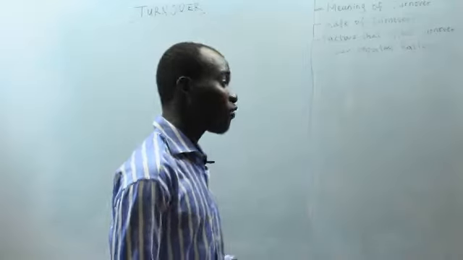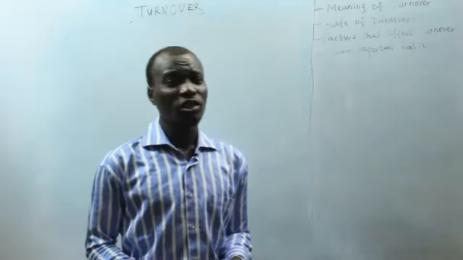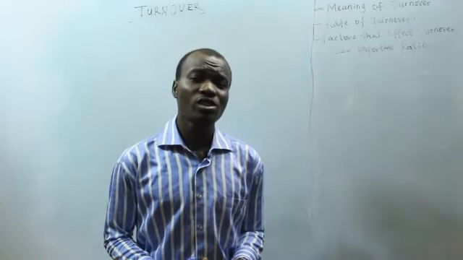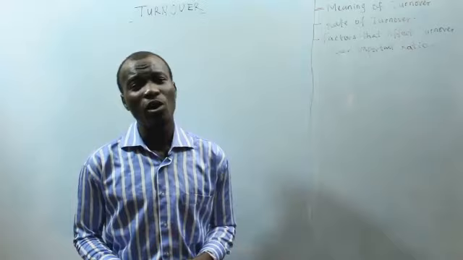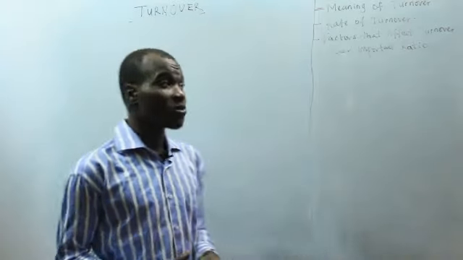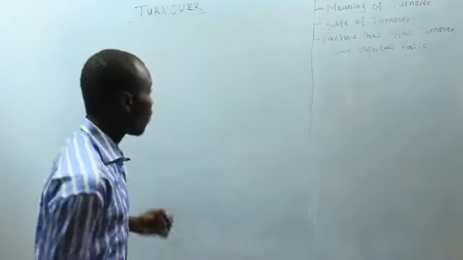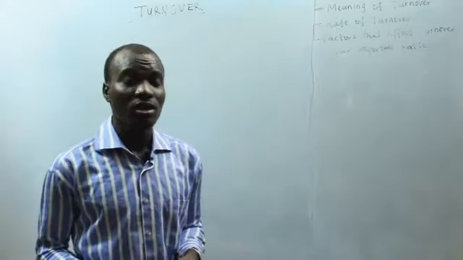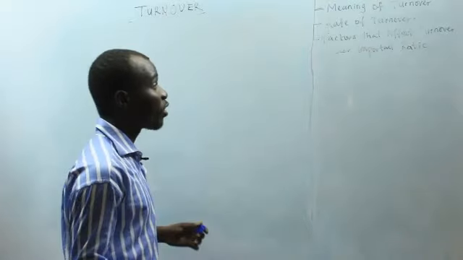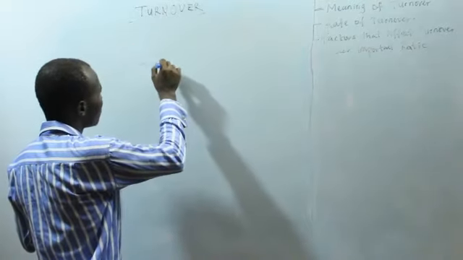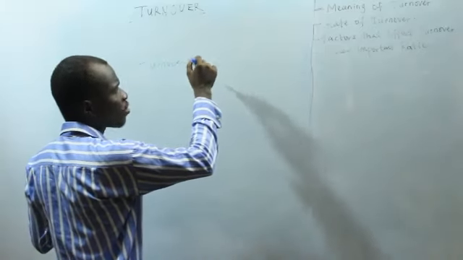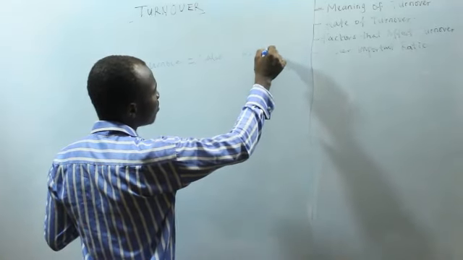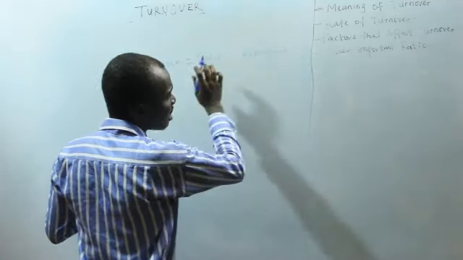Now the next thing is the rate of turnover. Let's talk about the rate of turnover. The rate of turnover is the number of times in which the value of the average stock is sold. So the number of times in which the value of the average stock of the business is being sold, we refer to that as what? Rate of turnover. Now turnover actually is equal to the sales minus return inward, which is the total net sales in the period.